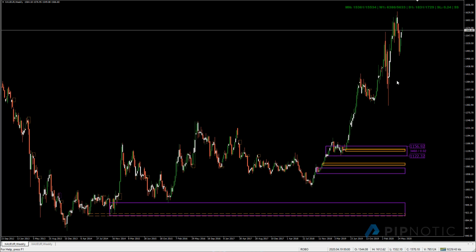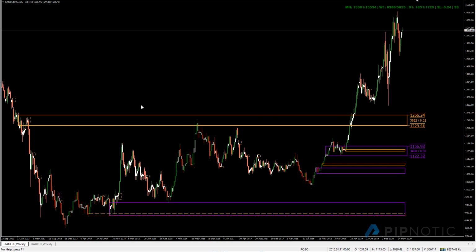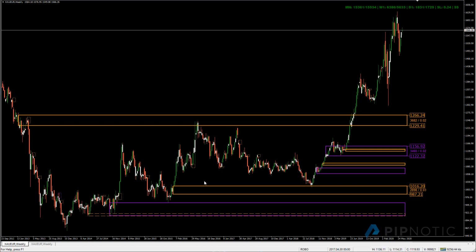Okay, so this is that area that we looked at. Notice that we had that stuff there tested. This one's gone. The origin of the move is down here. So we came down to here. This is kind of where we came to before we left.